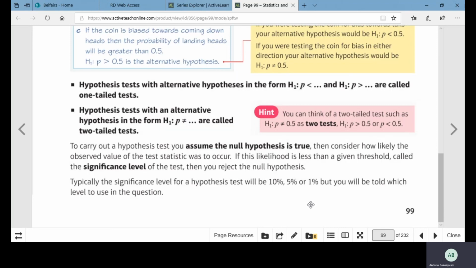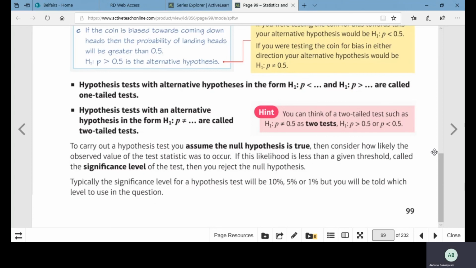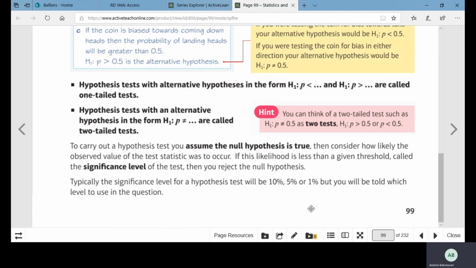As we said before, we assume the null hypothesis is true, and then consider how likely the observed value of the test statistic was to occur. Now, if that goes past a given threshold, we call that the significance level of the test, and we can reject the null hypothesis. So I'm going to go into this a little bit in example number 2 in more detail, but typical levels for significance: 10%, 5%, 1%. So we want to know with either a 10% certainty, a 5% certainty, or a 1% certainty, whether we can reject that null hypothesis and actually accept the new thing that we're being told.